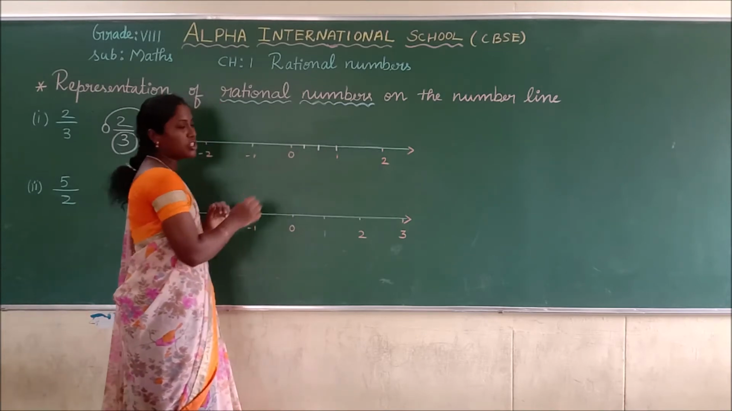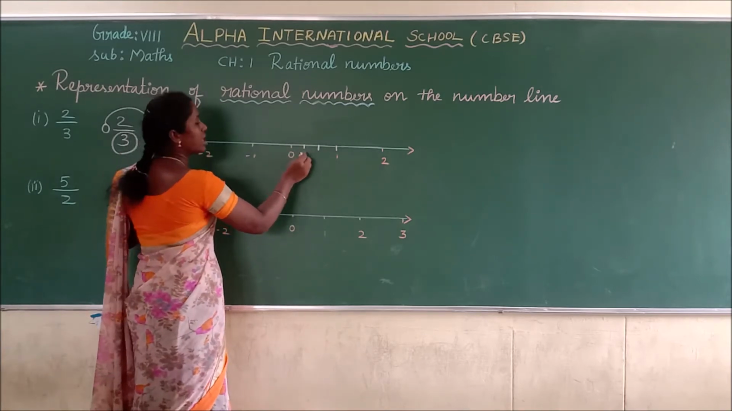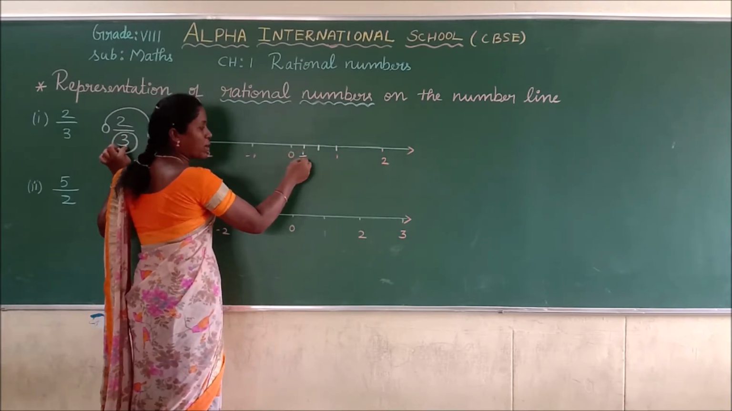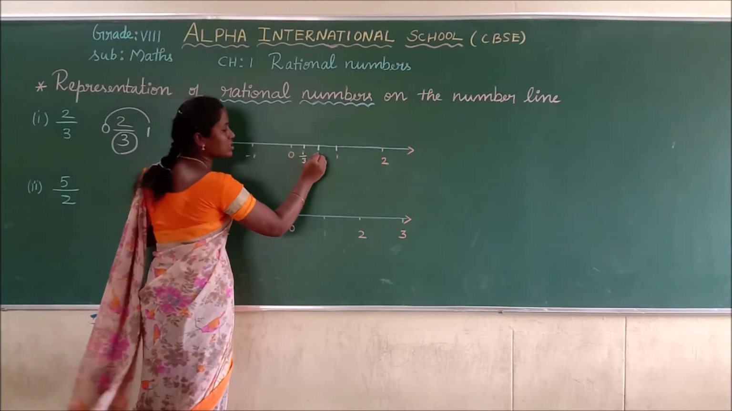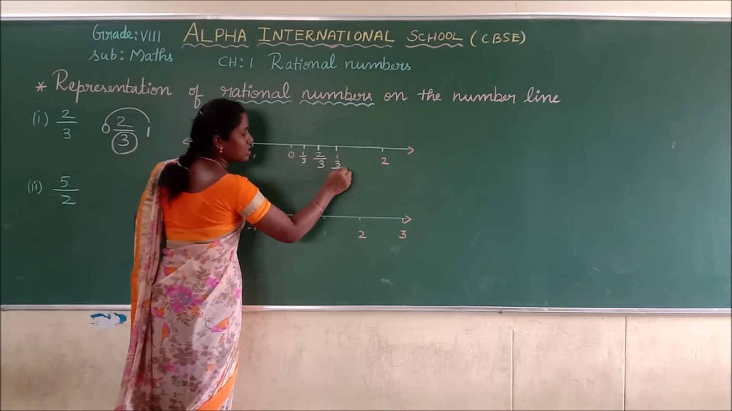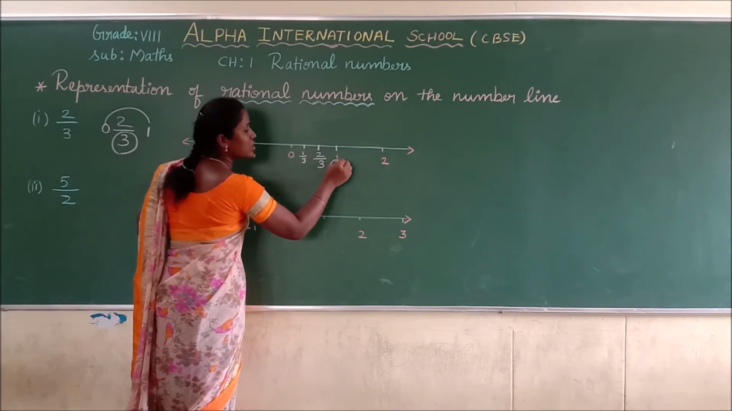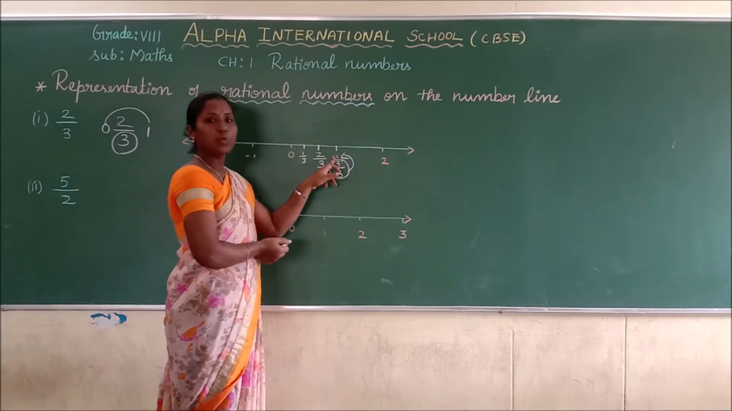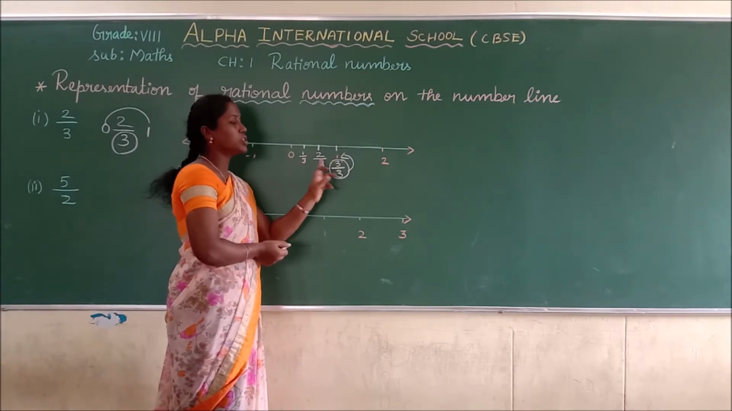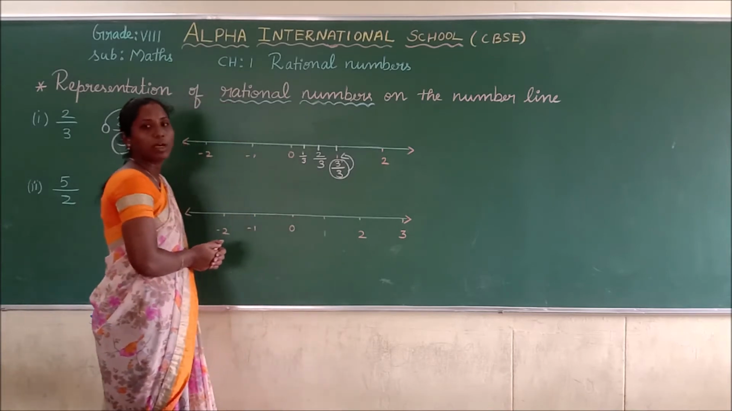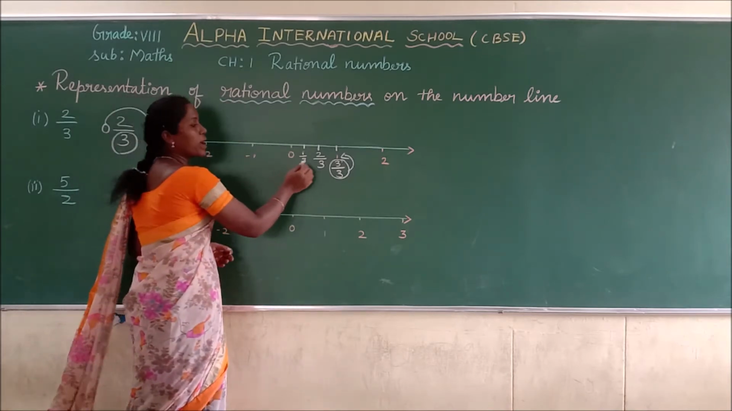Now write the rational number 0. The next number, what is the denominator here? 3. So represent it as 1 by 3. The next one is 2 by 3. The third part is 3 by 3. 3 by 3 is obviously the value 1, because 3 divided by 3 gives you 1. So we have divided 0 to 1 into 3 equal parts. But what is the number we have to represent on the number line? 2 by 3. So where is 2 by 3?